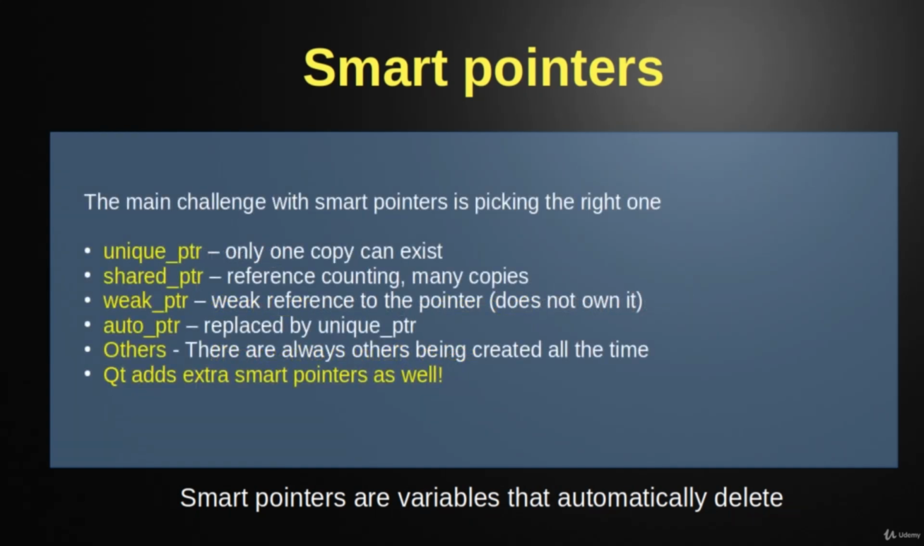The main challenge with smart pointers is simply picking the right one. There's a unique pointer. This is in the standard library, and as the name would suggest, only one can exist. A shared pointer, again standard library, uses reference counting, and many copies can be made. A weak pointer, again standard library, is a weak reference to a pointer, meaning it doesn't actually own the pointer, it's just going to use it. And then, of course, auto pointer, which has been replaced by unique pointer.